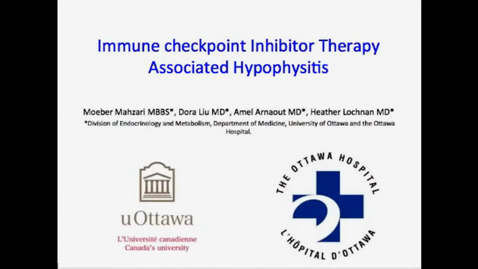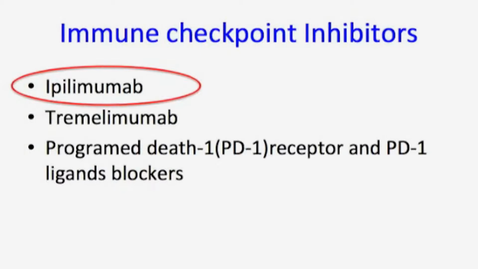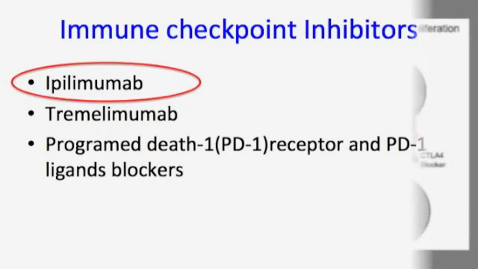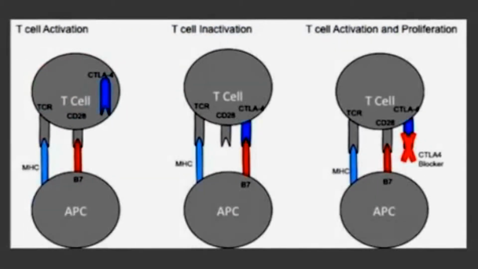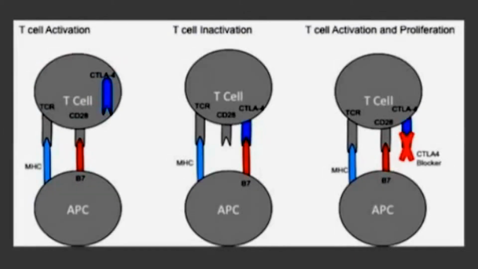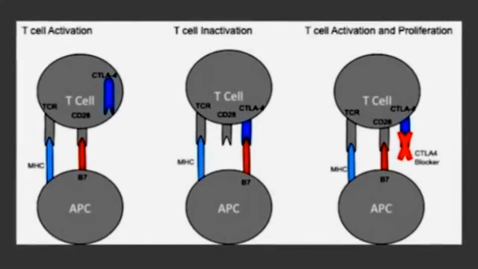This is a short video abstract of the article Immune Checkpoint Inhibitor Therapy Associated Hypophysitis. This article is mainly about ipilimumab. Ipilimumab induces an anti-tumor effect by activating the immune system against the cancer cells. The exact mechanism of action is illustrated in this diagram.